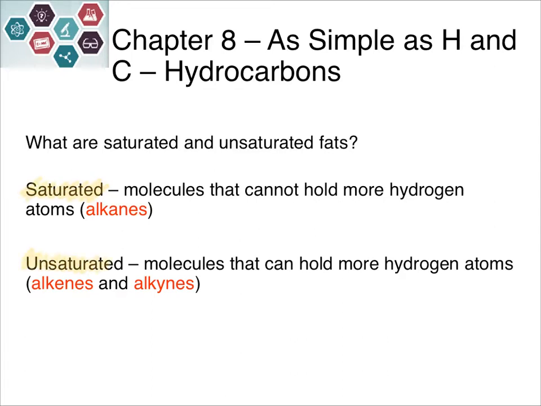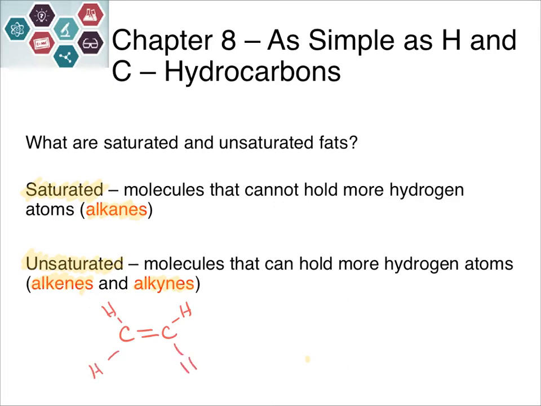Saturated molecules are ones that cannot hold any more hydrogen. That means there's no way I can change the bonds around and add more hydrogen without breaking the molecule into smaller pieces. Those are going to be our alkanes. For unsaturated molecules, there is room to hold more hydrogen, and these are going to come from our alkenes and our alkynes.